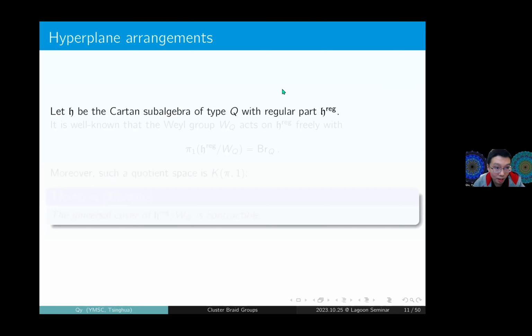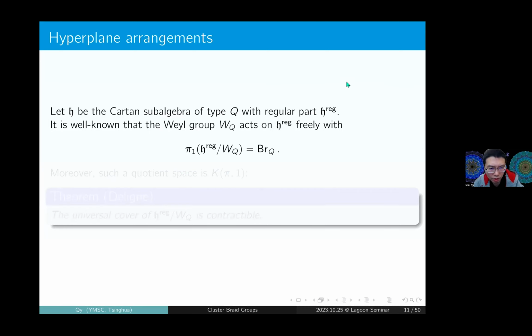So another thing I want to recall is that, say, if you have an ADE Dynkin diagram, you have the corresponding Cartan subalgebra, and you take the regular part. So it is well known that the reflection group along these hyperplanes in this Cartan subalgebra H will act and generates this Weyl group. And in fact, if you take the regular part quotient the Weyl group, then the pi 1 is the braid group.